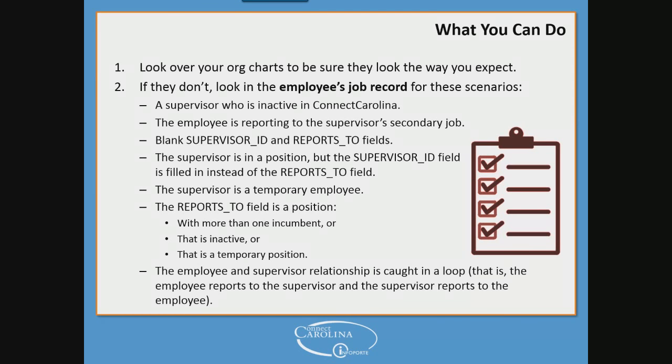And then the last scenario is if the employee and supervisor relationship is in a loop. Basically that's the employee reporting to the supervisor and the supervisor reporting to the employee. That's going to look a little wonky. It's strange, but it's probably out there somewhere. Okay, so once you've determined why your org charts don't look the way they do, it's possibly one of these scenarios or something else.